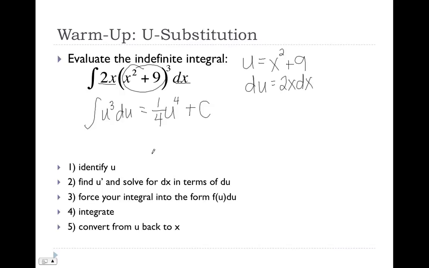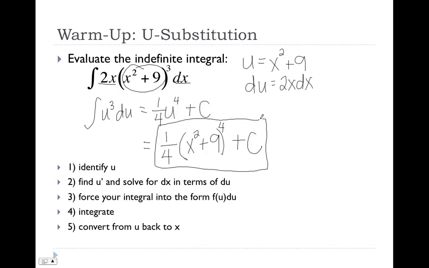Now I need to go back from u's to x's, and so I get 1/4 times the quantity x squared plus 9 raised to the 4th power plus my constant of integration, and that is my answer.